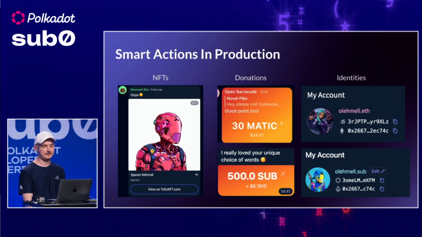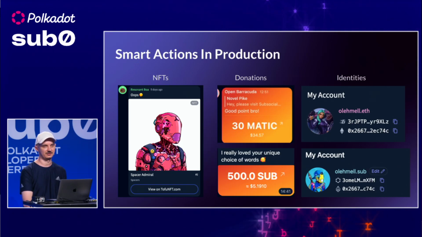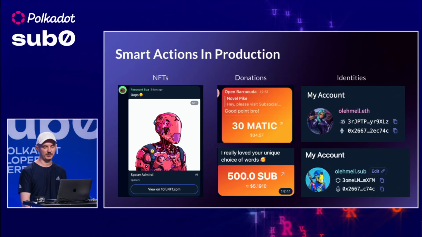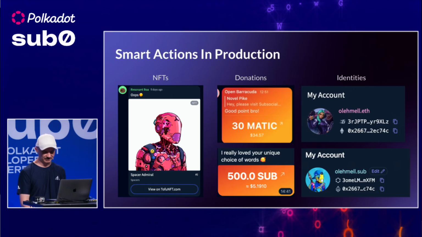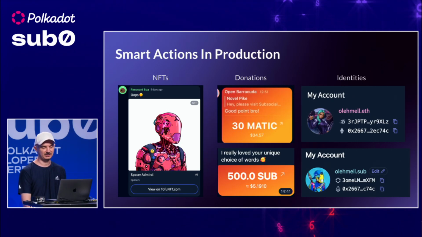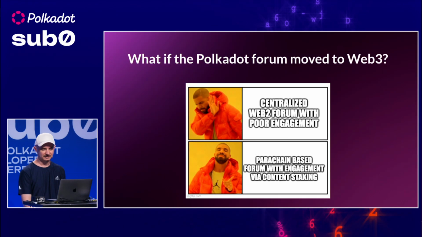So it means, again, in our case, we have this Web2-like user experience, but powered by Web3 from day one. And it works pretty well. Sometimes people don't even realize that this is Web3. They just start using it. It works. It's amazing. So why not?